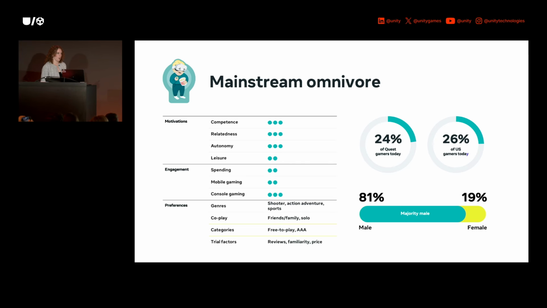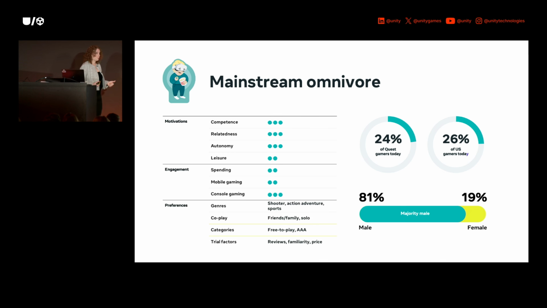The mainstream omnivore, your average Joe, average me gamer. These are folks who like a little bit of everything. They want competition, exploration. They want to hang out with friends. They are balanced across those four motivators. You're not going to find that they index on any one thing too heavily.